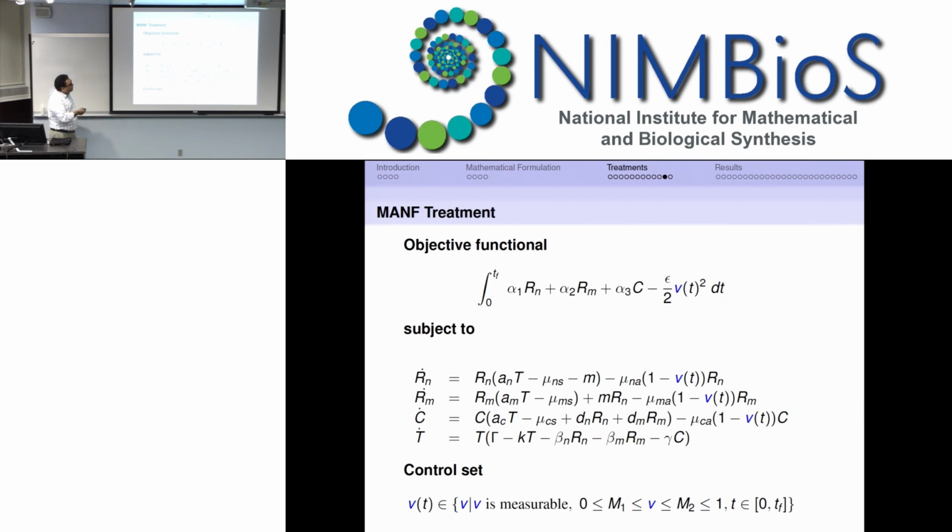So it always has a positive effect. If B is positive, it always has a positive effect on the rods. And V will always be bounded between 0 and 1. When it is equal to 1, then this term zeroes out.